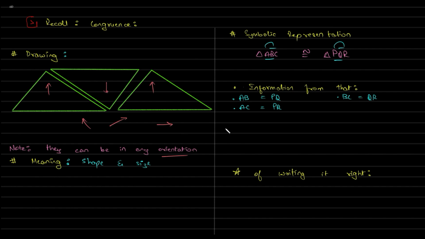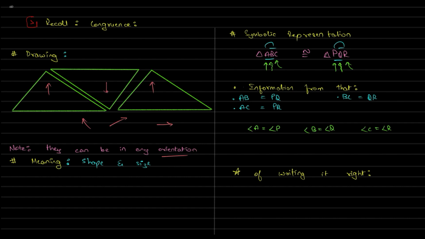Then angle A is equal to angle P, angle B is equal to angle Q, and angle C is equal to angle R. So this is the information that you can derive.